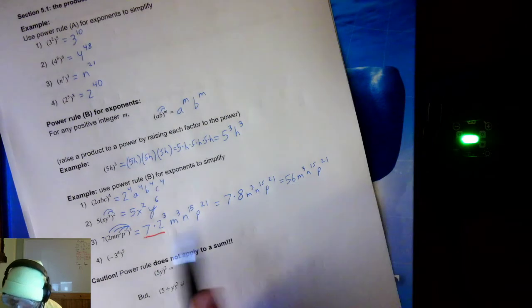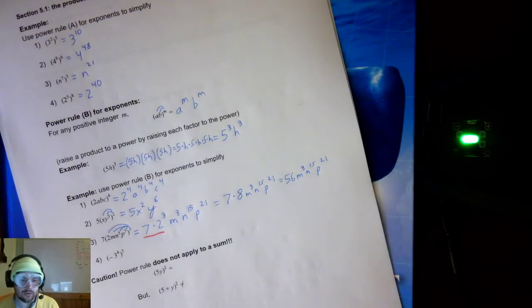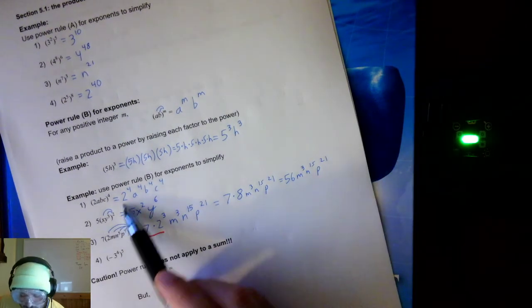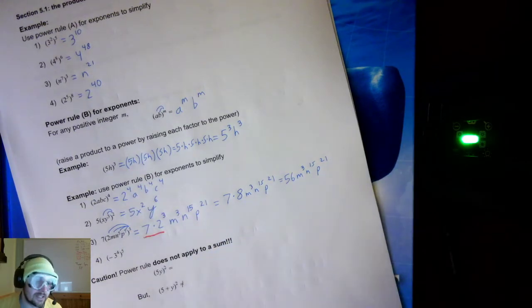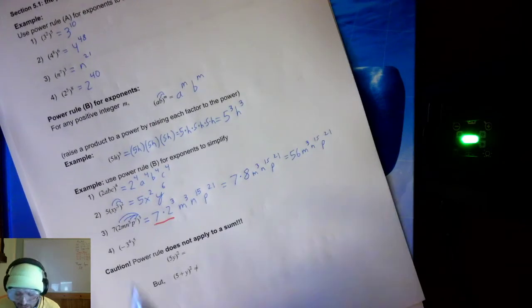So I simplified the numeric portion in the front, right? I could have done the same thing here. 2 to the 4th is 16. I could have written 16a to the 4, b to the 4, c to the 4, right? How about the next one?